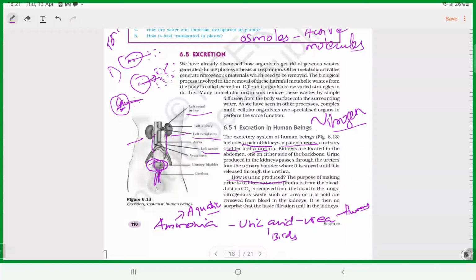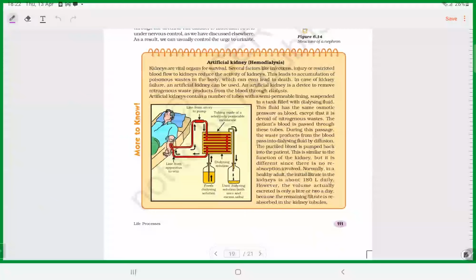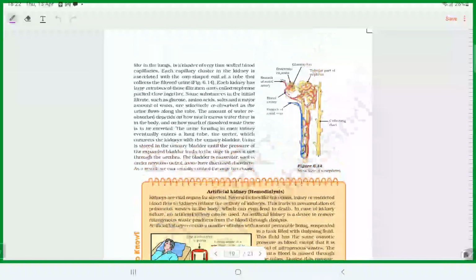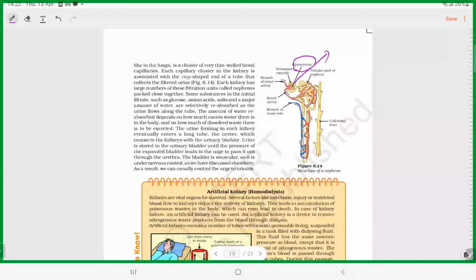Now, how is urine formed? That's the main thing you need to understand about the kidney. Look at that. What is the functional unit of the kidney? Nephron. If you understand the structure of the nephron and connect it with the function, you can understand the working of the kidney. There are three parts. This part is called what? Glomerulus. You can see blood vessels coming in, going out. So, blood enters into this. Here you can see a cup shaped structure.